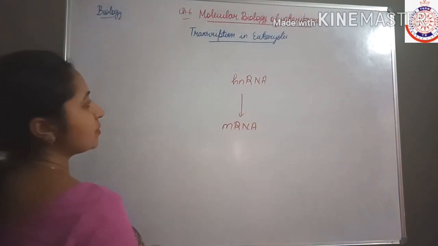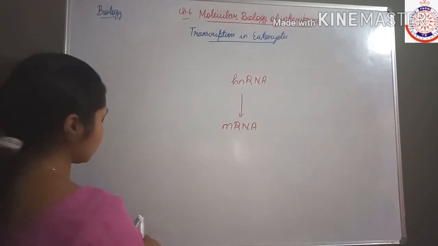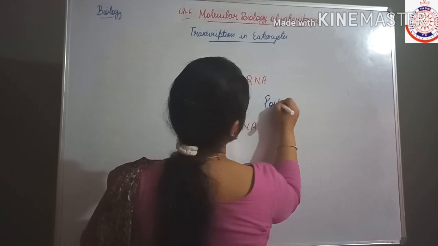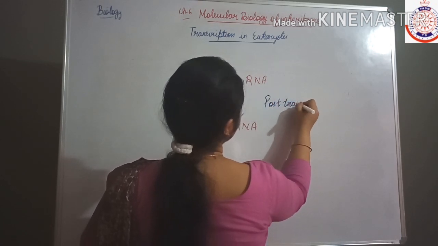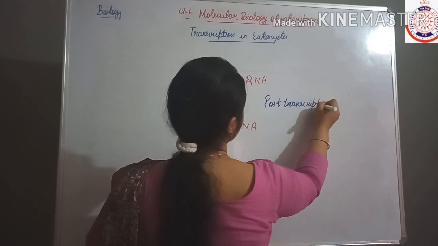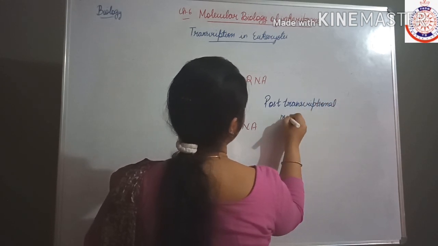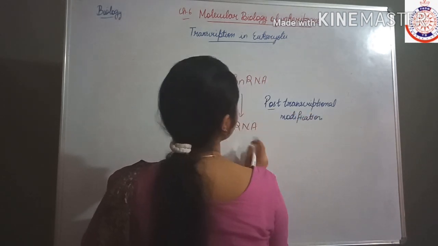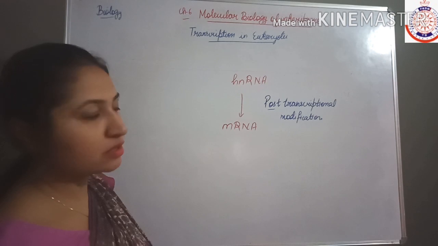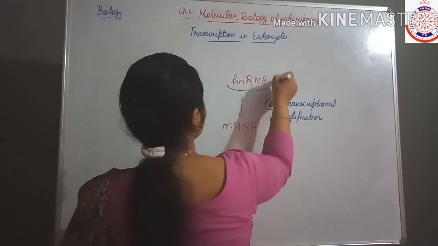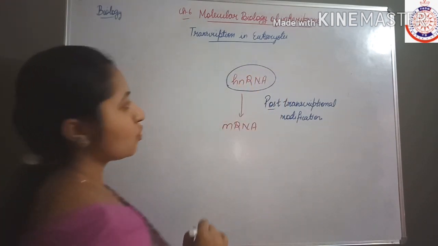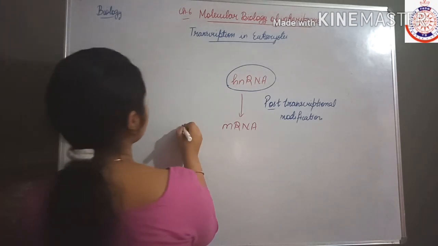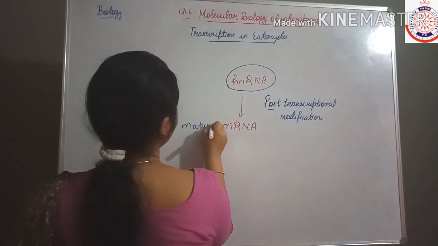So this is known as post-transcriptional modification. Why is it known as post-transcriptional modification? Post means after the transcription, the modification which occurs in the hnRNA. So what is the modification which occurs in the hnRNA, which then converts it into the mature mRNA?